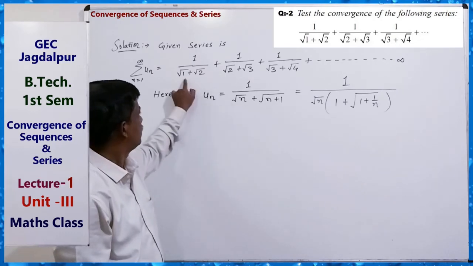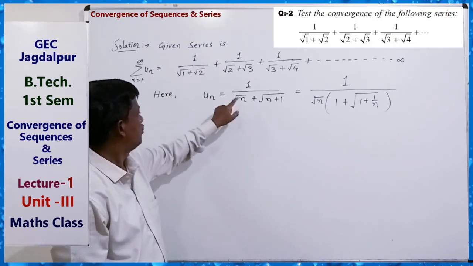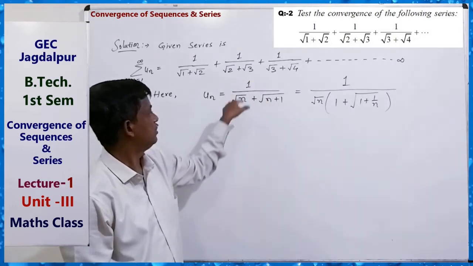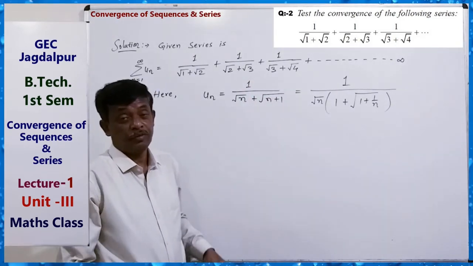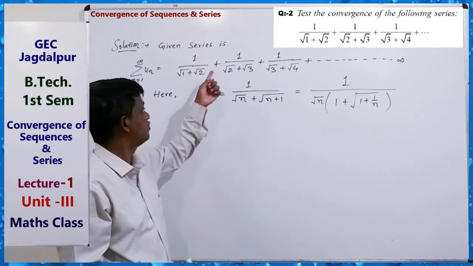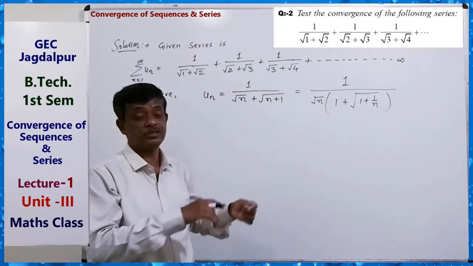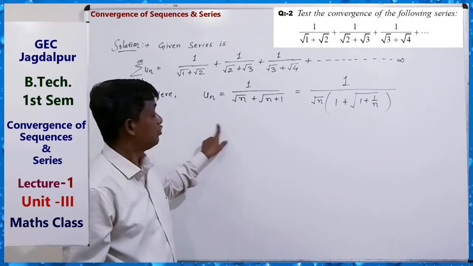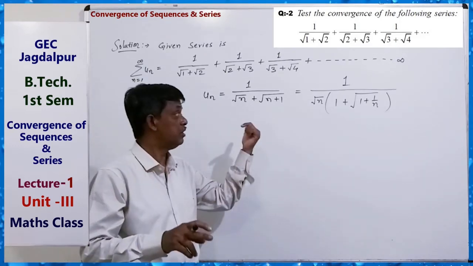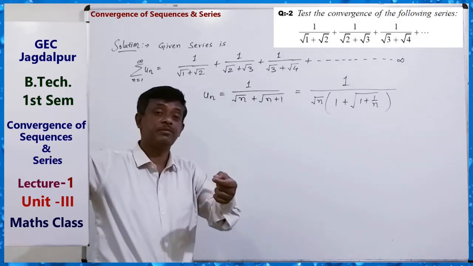Root n, and 1, 2, 2, 3, 3, 4. So un can be written like this. Now for testing of convergence of this series, just for comparison test, we require Vn. So here we can find Vn from un if un can be expressed as an infinite series.